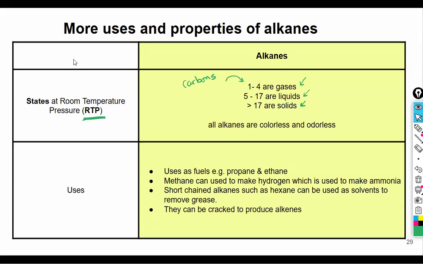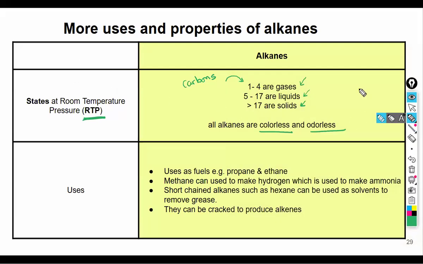And all alkanes are colorless and odorless. So that means if you have an alkane in the room, you're not going to be able to smell it or see it. They're very sneaky. They're like ninjas. And here we have some uses of alkanes that you have to be able to quote one or two for the examiner. So just read through everything here, make sure you understand it and we will move on. There's nothing much you have to add on the slides here.